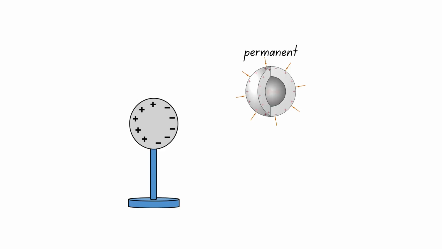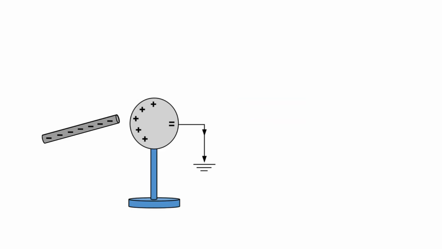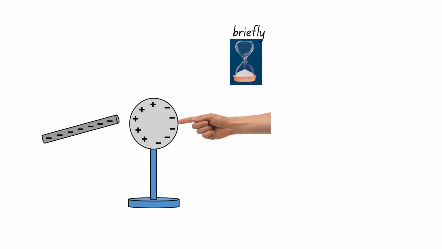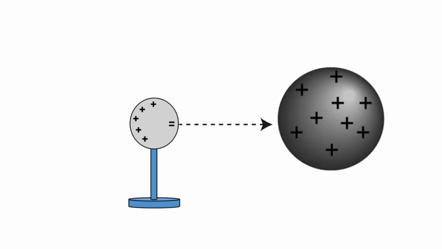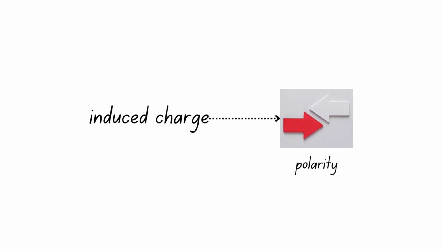To obtain a permanent induced charge, earth the sphere momentarily. This is achieved by simply touching it briefly or connecting it to the ground. This causes electrons to flow out of the sphere. Once you remove the earth, you can also remove the charged rod, and the sphere will retain a permanent positive induced charge. Induced charge always has an opposite polarity to the inducing charge.